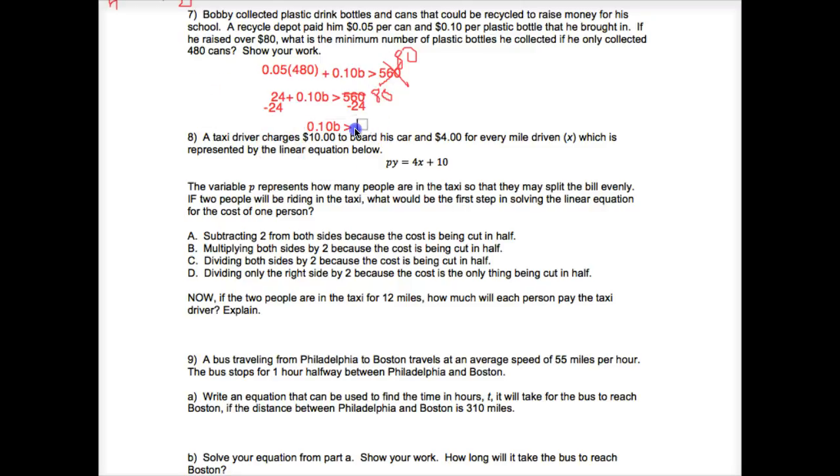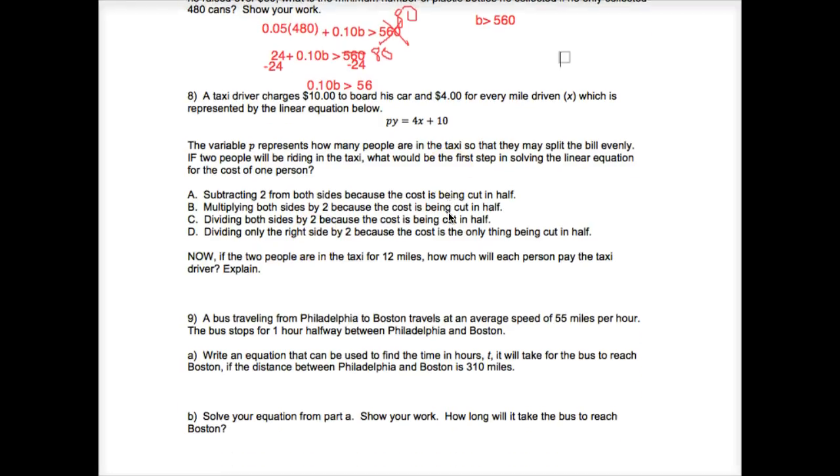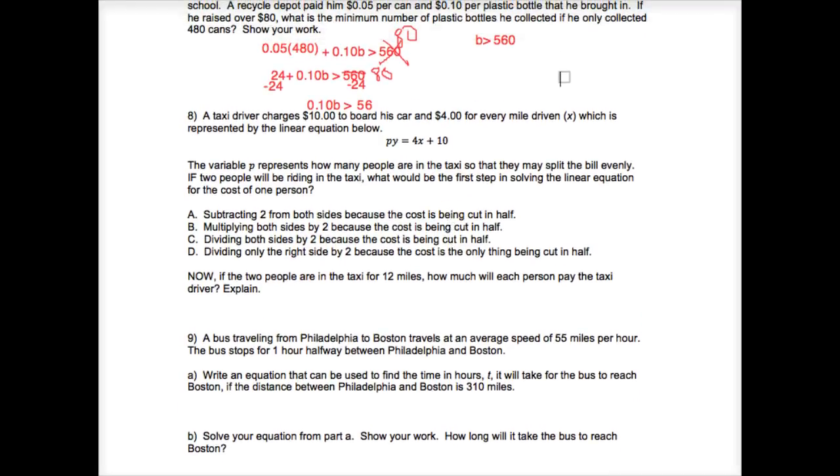So 80 minus 24, not 560 minus 24, gives you 56. So then I divided both sides by 0.1, and I find b is greater than 560, which is why I wrote 560, because I just looked down and that is my answer. So 560 bottles is the minimum that he can collect there in order to make that $80 or more.